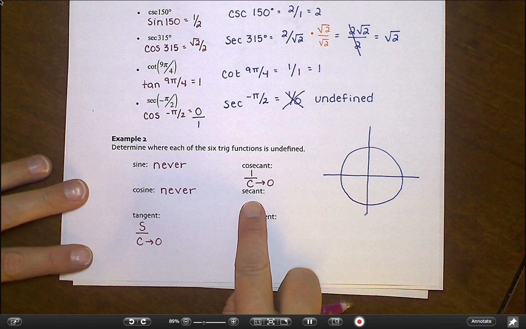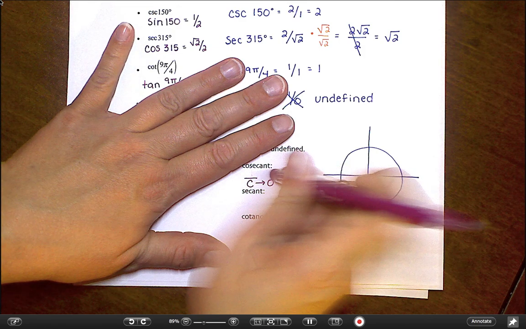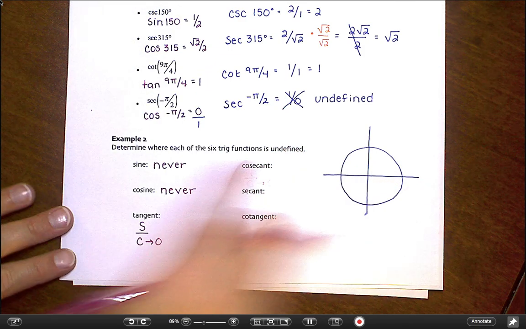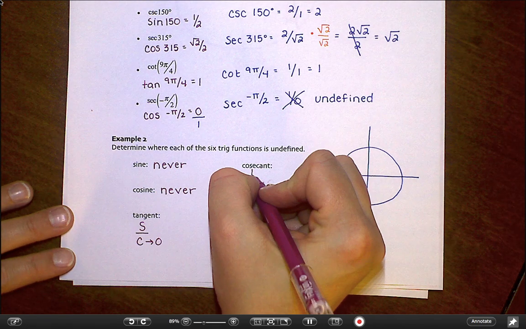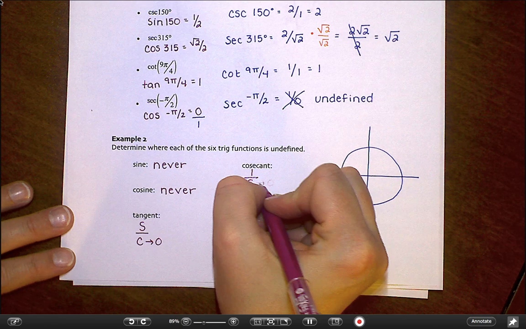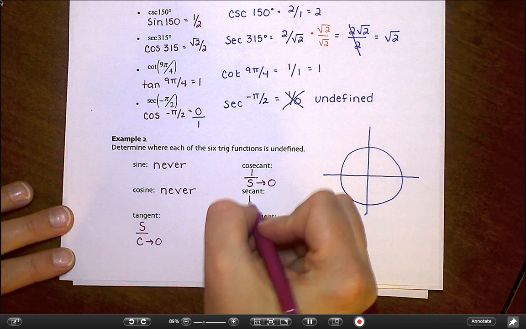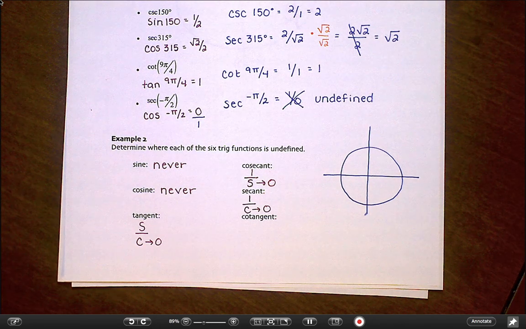The secant, oh, I did that wrong. See, I told you I mixed these up. So sorry, guys. That's not 1 over the cosine. The cosecant goes with the sine, which is why I ordered it that way. So this is 1 over sine. So this is a problem when sine equals 0. The secant is 1 over cosine. So this one's a problem when cosine is equal to 0. Okay, sorry about that mix-up. Make sure you change it in your notes.